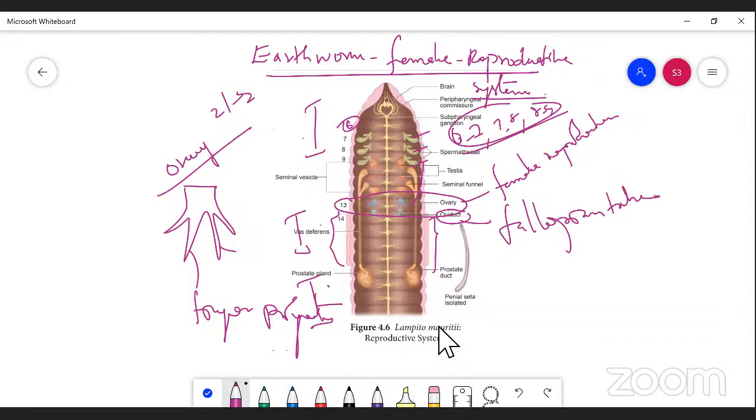The clitellar region is the fertilization site. The sperm stored temporarily are released at the time of fertilization to the clitellar region. In this area, sperm and eggs are fertilized. After fertilization, the zygotes are surrounded and converted into cocoons. The cocoons get nutrients and mature. After that, they produce young baby earthworms. That is the female reproductive system.